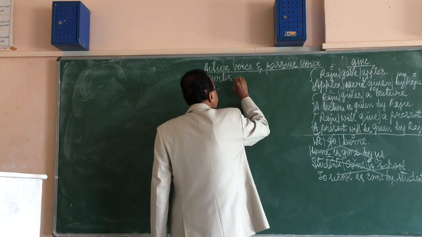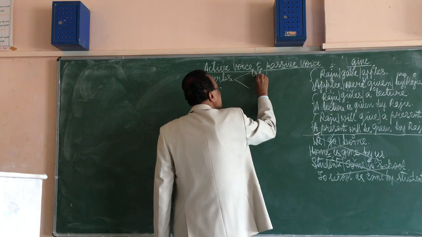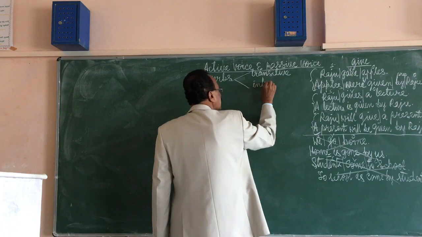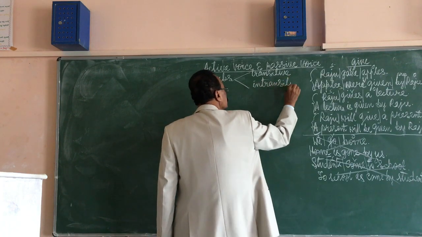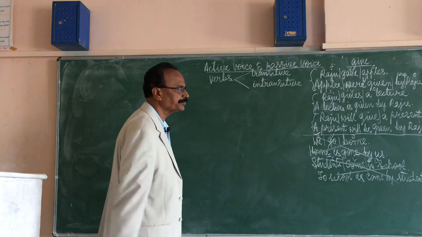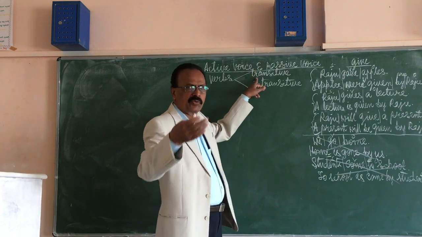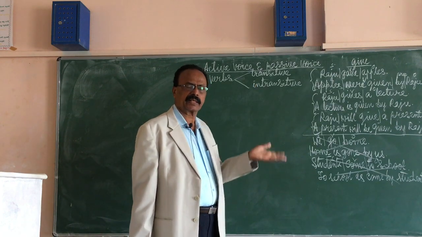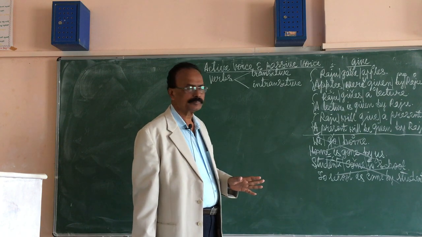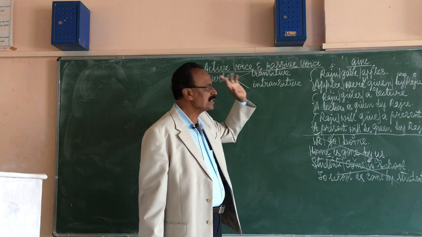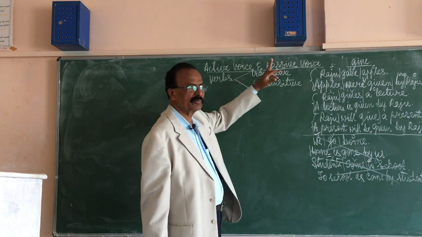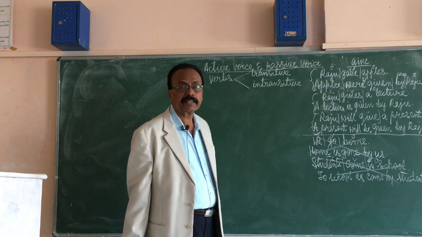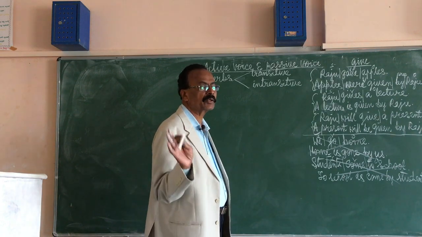So verbs are of two types. One is transitive and the other one is intransitive. Transitive can be changed, can be written in another form. Intransitive cannot be changed, it cannot be written in another form. A transitive verb is that word which can be written in both active voice and passive voice. An intransitive verb is that word which cannot be written in any other form. It is written only in an active form.